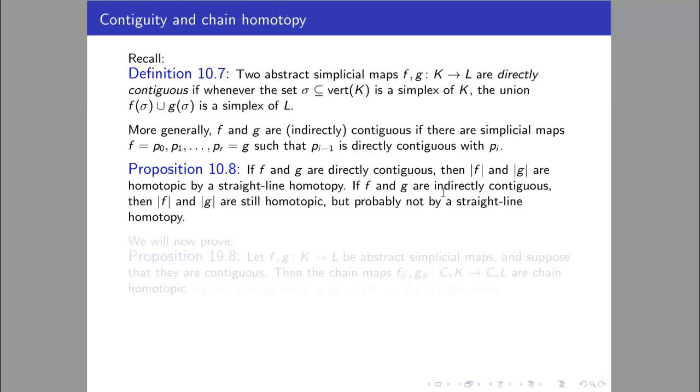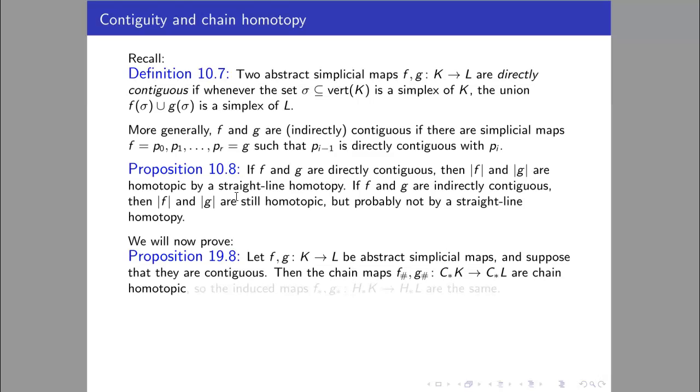If F and G are indirectly contiguous but not directly contiguous, then it's still true that the realization of F is homotopic to the realization of G, because being homotopic is an equivalence relation, and so each Pi and Pi minus 1 are homotopic to each other, so the end things, P0 and PR, are homotopic, or in other words, F and G are homotopic. But in that general case, it's not going to be a straight line homotopy anymore. You're going to have R different steps, each of which is a straight line homotopy, but when you combine them, it's not going to be a straight line homotopy anymore. But nonetheless, the key point is that the realization of F and the realization of G are still homotopic.